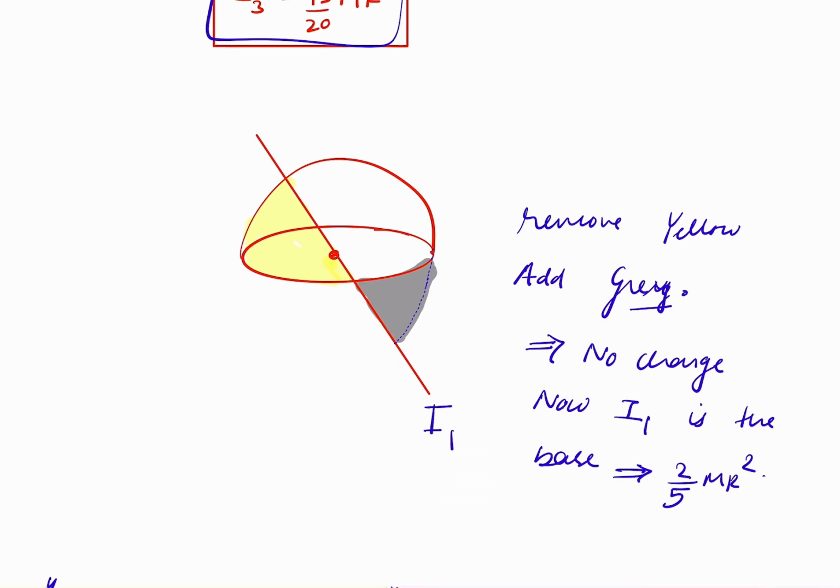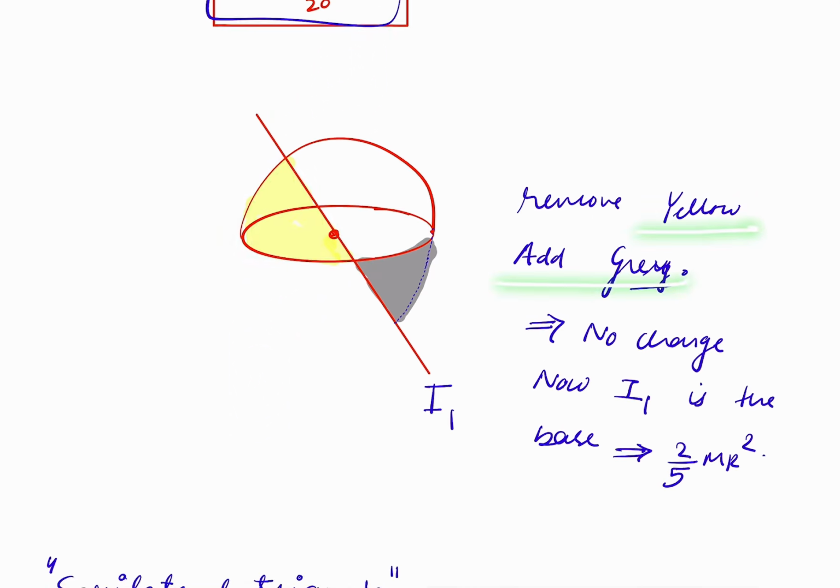So for this what we will do now, see I have drawn here, I have shaded the regions. So this is the part. Suppose I remove this part and add a symmetrical part here. Because I'm not disturbing its distribution, I'm adding the same mass here or there, at the same distance or symmetric distribution, so moment of inertia is not going to change. So if I remove the yellow portion and add the gray portion, no change would happen.